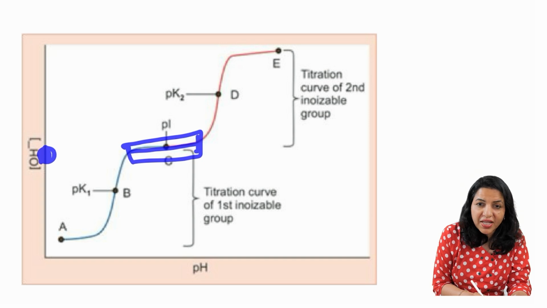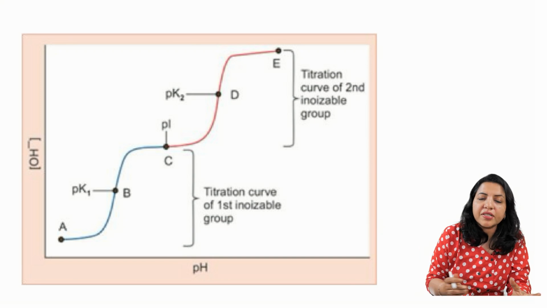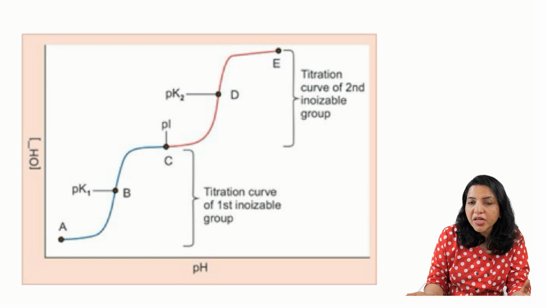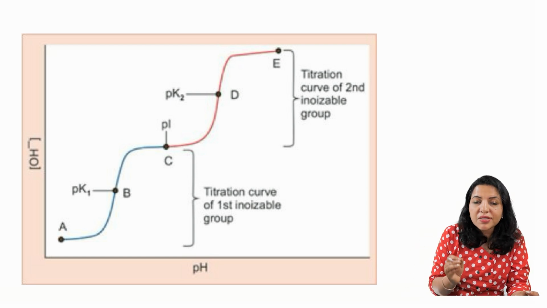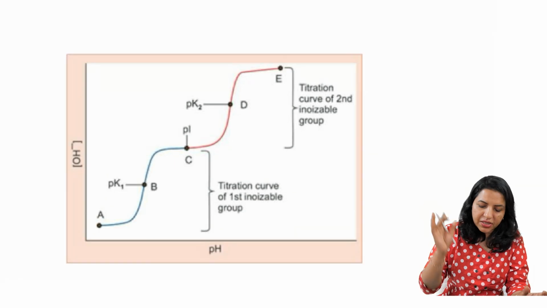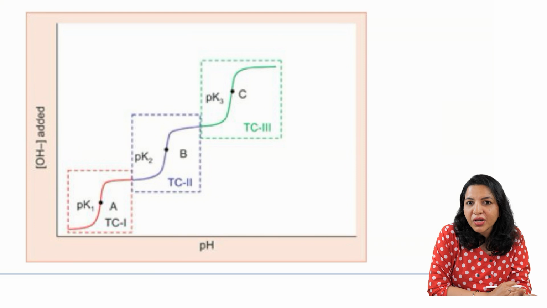So which means that at pH equal to pK1 or pK2, or partially ionized state, it is having maximum buffering capacity. But when pH is equal to pI, it is having least buffering capacity. Now you see this picture. Tell me how many ionizable groups are there, seeing the number of titration curves.